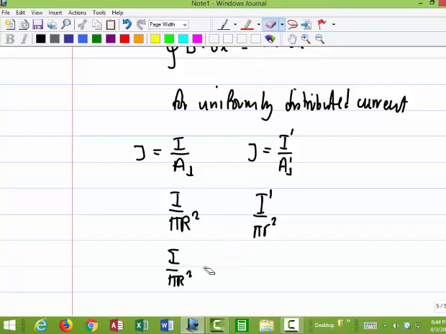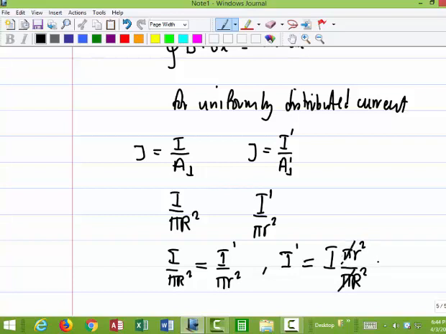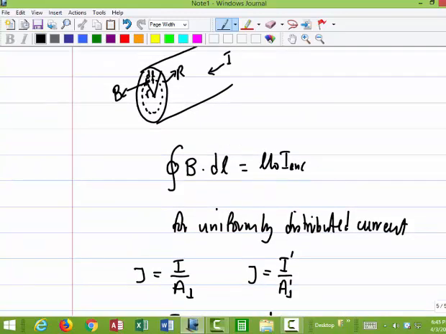Let me rewrite this. It's not looking too nice. I over pi uppercase R squared is equal to I prime divided by pi r squared. So I prime, which is our current enclosed, is equal to I times pi r squared over pi uppercase R squared. Cancel out your pi's, and you should have I r squared over uppercase R squared. So the current enclosed is I prime, the current in that small region there.